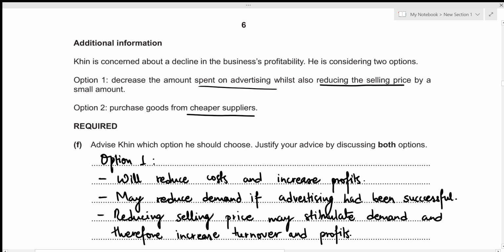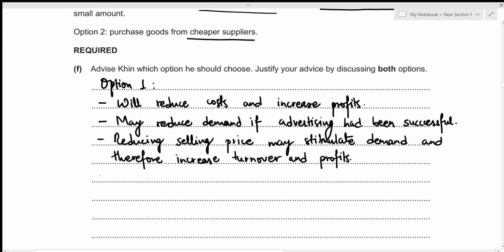Okay, now let's move towards discussing option 2. Under option 2, we need to purchase goods from a cheaper supplier. Again, if we're purchasing from a cheaper supplier, that would reduce our cost of sales, which would reduce the total cost as well as increase the profits. Let's write it down. Will increase profits and reduce costs.